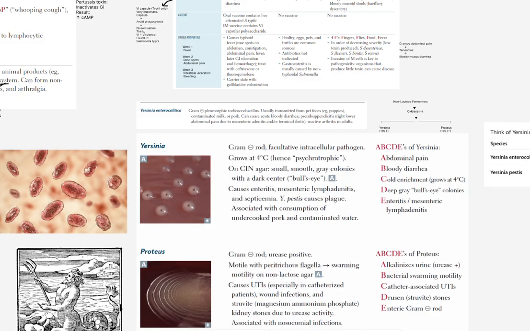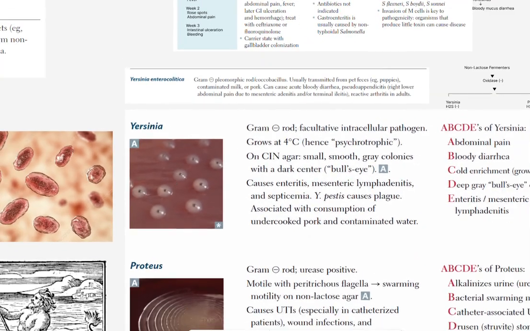It creates these bullseye colonies on CIN agar, right? CIN agar is basically a cefsulodin, irgasan, novobiocin agar. It's a specialized selective differential culture medium in microbiology used to differentiate, isolate and identify Yersinia bacteria. So Yersinia creates these bull's-eye colonies which have this dark center and pale surrounding ring on the CIN agar, right? It looks like a bullseye, so that's something to remember.